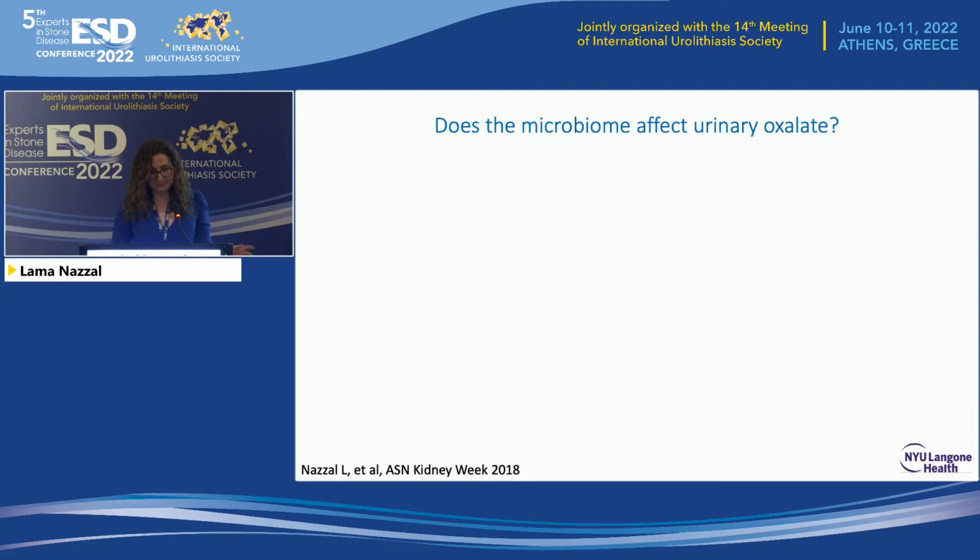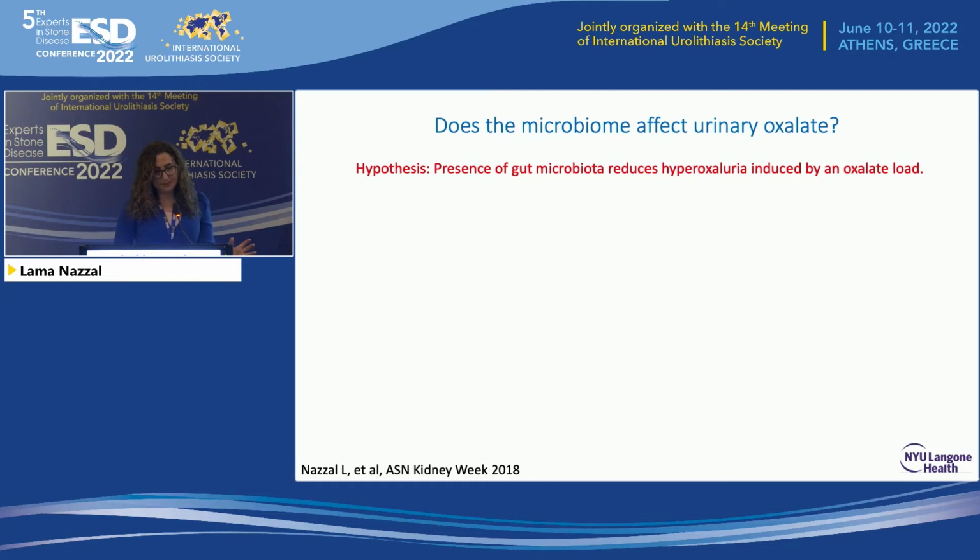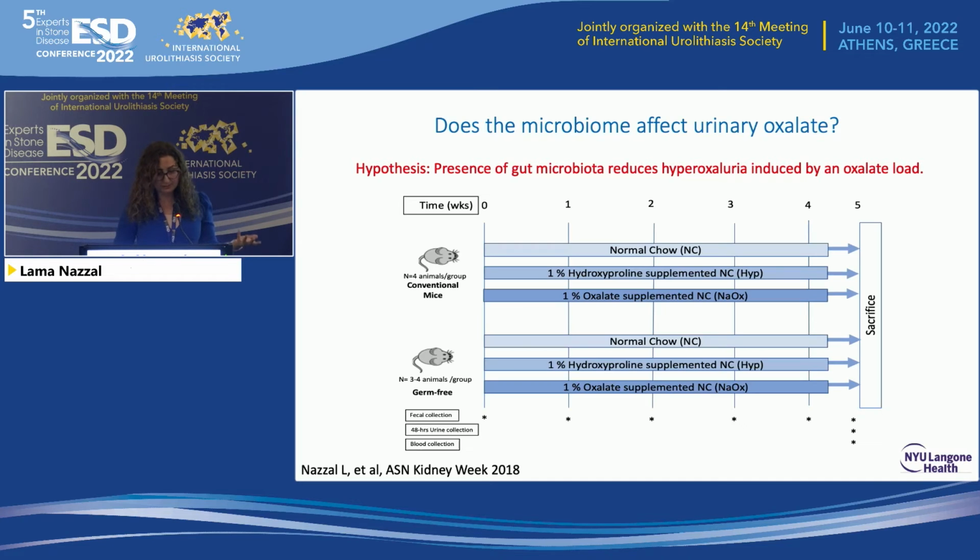So our first question was, does the microbiome affect urinary oxalate level? Our hypothesis is that the presence of the gut microbiota reduces hyperoxaluria induced by an oxalate load. To test this hypothesis, we used mice that are either conventional, meaning they have their normal microbiome, or germ-free mice that are born without a microbiome. And we fed them 3 different diets: normal chow, regular diet, and then 2 oxalate-supplemented diets. One of them is hydroxyproline, which produces endogenous oxalate. It's a precursor of oxalate that gets metabolized in the liver. And then we followed those mice and we collected their urine.